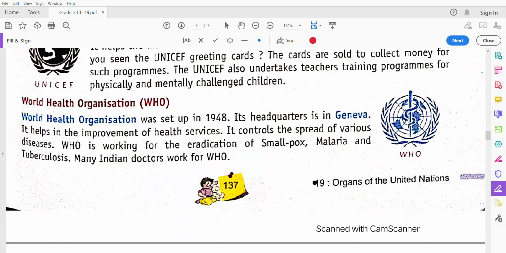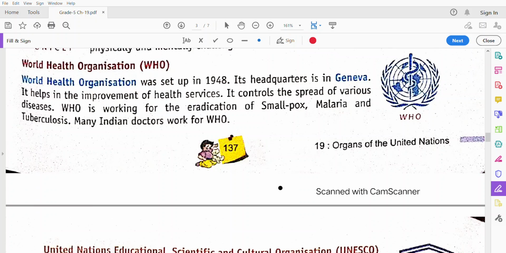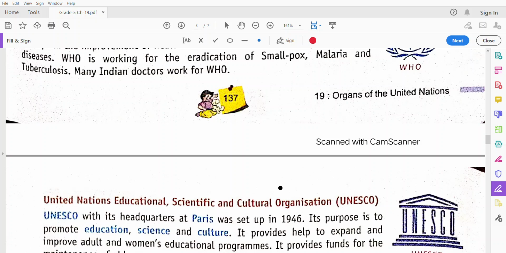Now the World Health Organization. It was set up in 1948 and its headquarters is in Geneva, and it helps in the improvement of health services, and it controls the spread of various diseases like smallpox, malaria, and tuberculosis, etc. And many Indian doctors are also working for the WHO, World Health Organization.